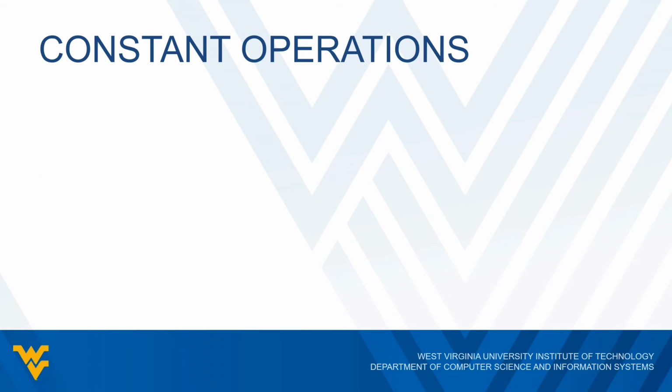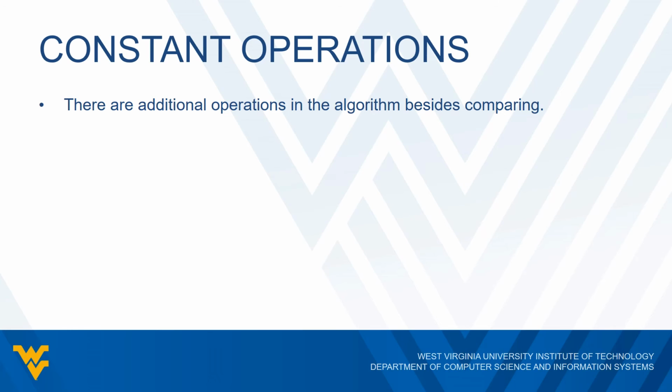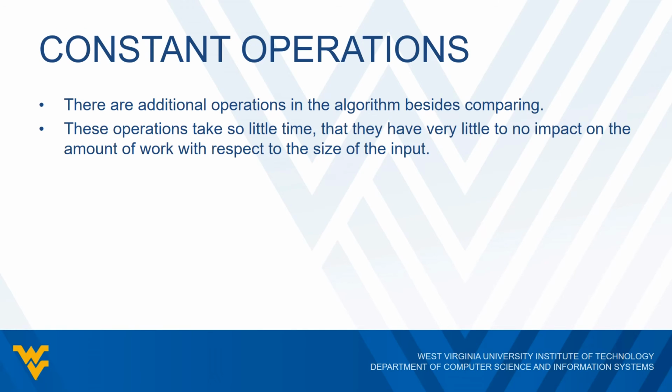Now, you may be asking about the additional operations that the algorithm has. Sure, we're comparing a name with the list, but what about everything else? What about setting the values of variables? What about incrementing stuff? What about the if and else statements and all that, or the printing? Well, these operations take a very little amount of time. So little that they really don't have an impact on the total amount of work that we're doing. Because remember, the amount of work is with respect to the size of the input. So if our size of input is very large, these operations are very minuscule. So these operations are what we call constant operations.